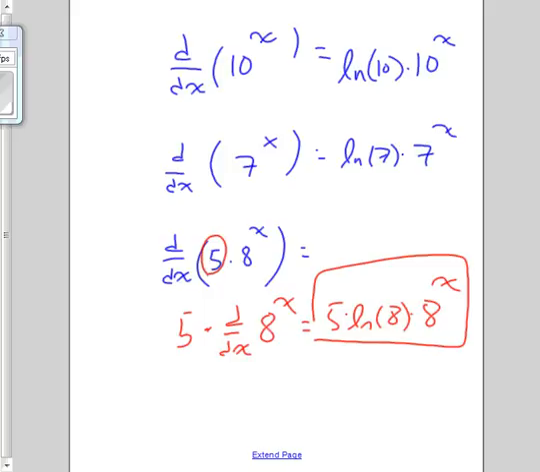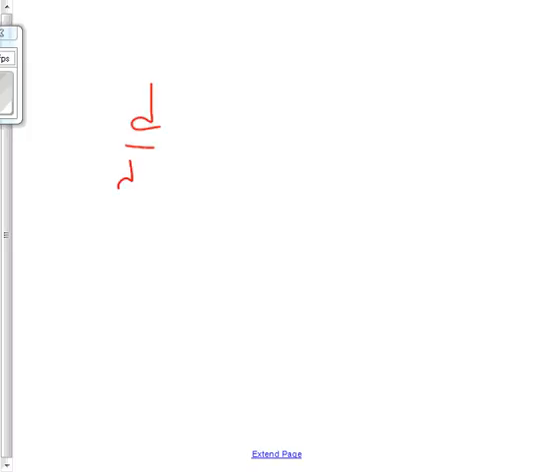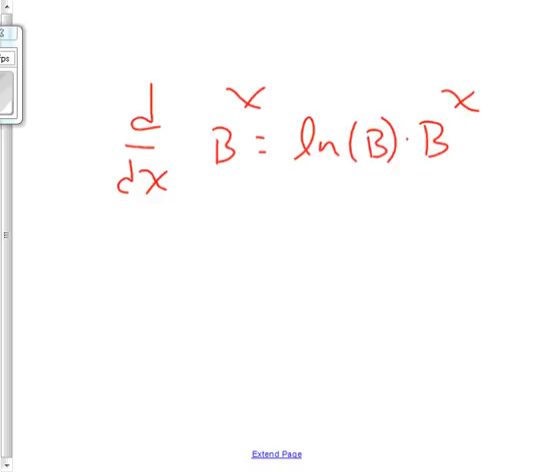Boom. Got it. Okay, so that's the derivative of b to the x. Just so that we can finish with our understanding, the derivative of b to the x equals ln b times b to the x. Not a proof, just a relationship that we saw.